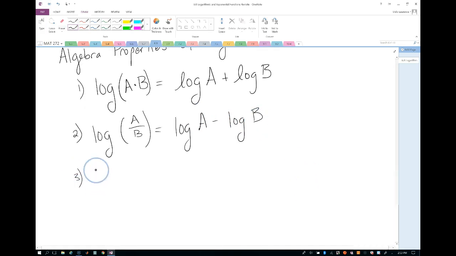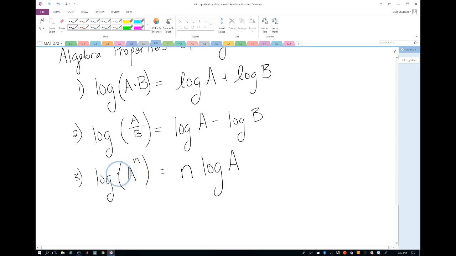And finally, there is a property for when we have log of some expression to a power. The property says that power can be pulled out front as a coefficient. And that again could avoid potentially a double embedded chain rule.